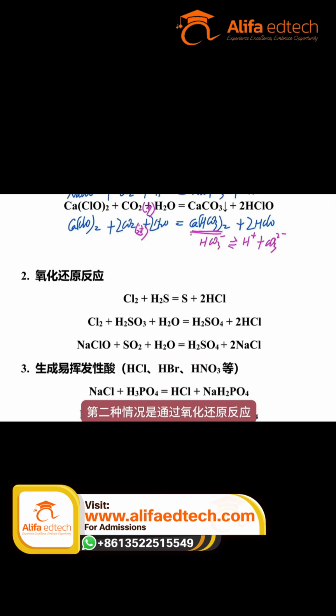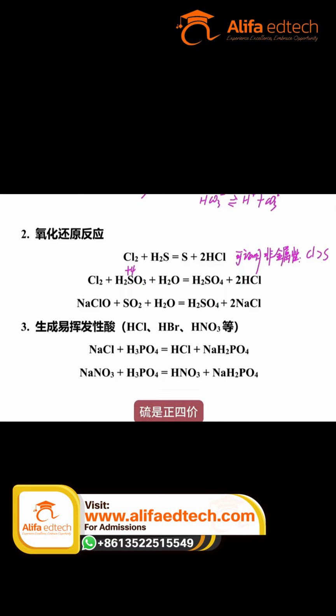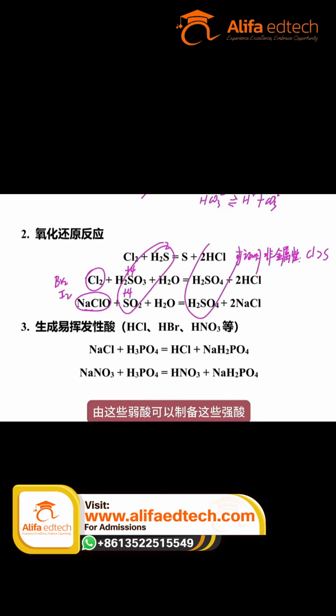The second case is through redox reactions, where a weak acid can produce a strong acid. The three reactions below are common on tests. The first reaction is often used to prove that the non-metallic character of chlorine is greater than that of sulfur. In the second and third equations, sulfur has an oxidation state of +4 and has strong reducing properties. Sulfur with an oxidation state of -2 in the first reaction has even stronger reducing properties. All are easily oxidized by certain oxidizing agents. Chlorine gas here can be replaced with other halogens like elemental bromine or iodine, and the reaction still occurs. Sodium hypochlorite below can also be replaced with a halogen. This is how, through redox reactions, these weak acids can be used to prepare these strong acids.